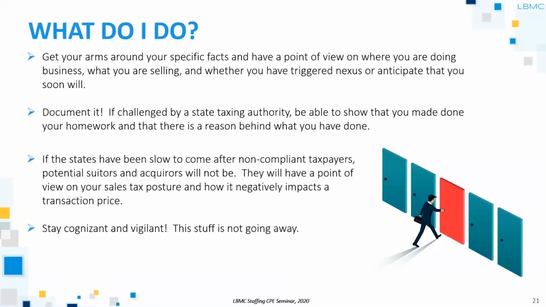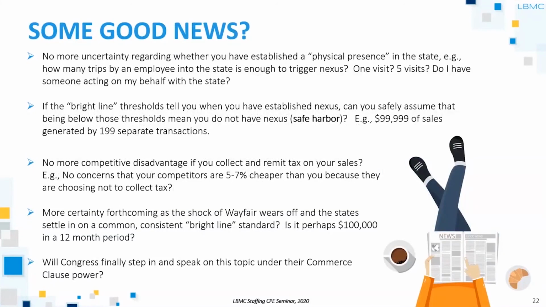And it can be used as a sword in my example, or it can be used as a shield if you have your arms around this and you really have a good handle on it. So whatever you do, when you do this, document it. You may decide that, look, we don't have to file. We've gone through and we did an analysis. We figured out we're below the thresholds in these states. We're doing sales for resale. We're selling to exempt entities, and we've got our exemption certificates in good order. So again, just as I say at the bottom there, stay cognizant and vigilant, because this is not going to go away.